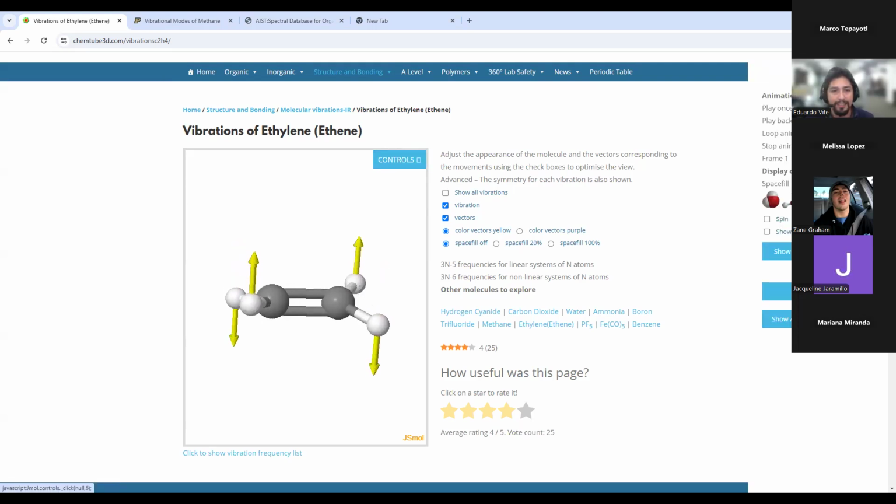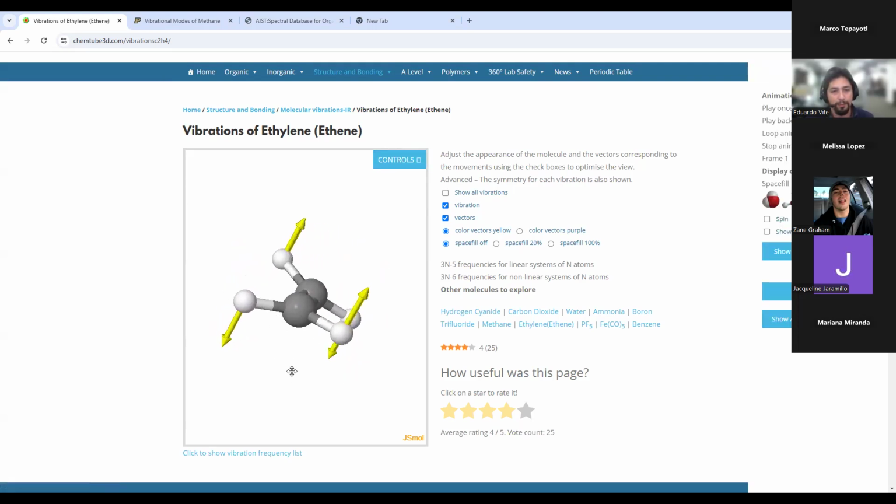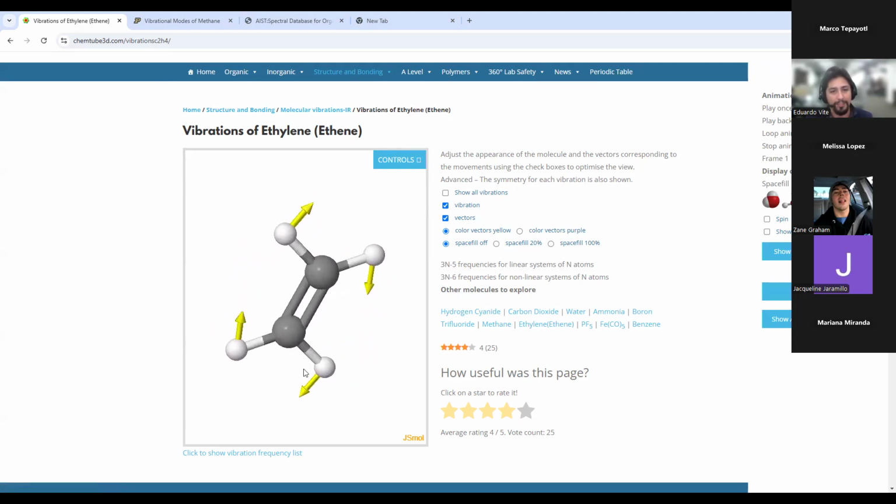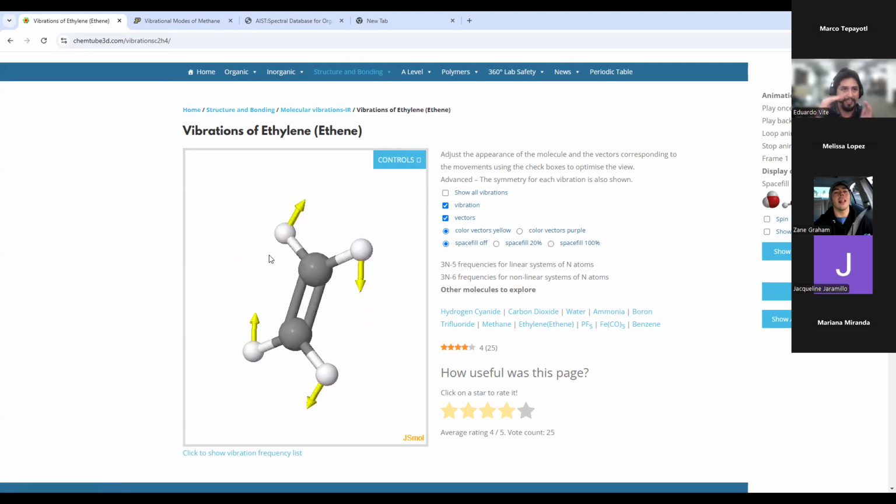If I click next, you can see here's another type of vibration. This is what would be considered an asymmetrical twisting vibration. You can see how the bonds move asymmetrically and are being twisted about the double bond. Here's another type of vibration. This is an in-plane twisting. You can see that the hydrogen atoms are being dragged asymmetrically. Some are being dragged up, some are being dragged down.